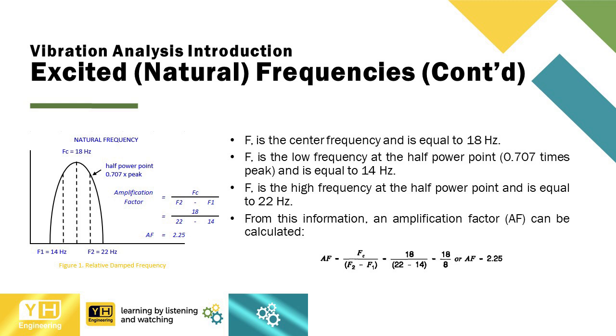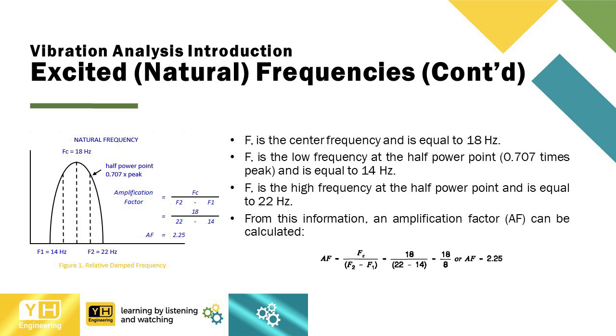Fc is the center frequency and is equal to 18 Hz. F1 is the low frequency at the half-power point, 0.707 times peak, and is equal to 14 Hz. F2 is the high frequency at the half-power point and is equal to 22 Hz. From this information, an amplification factor, AF, can be calculated.